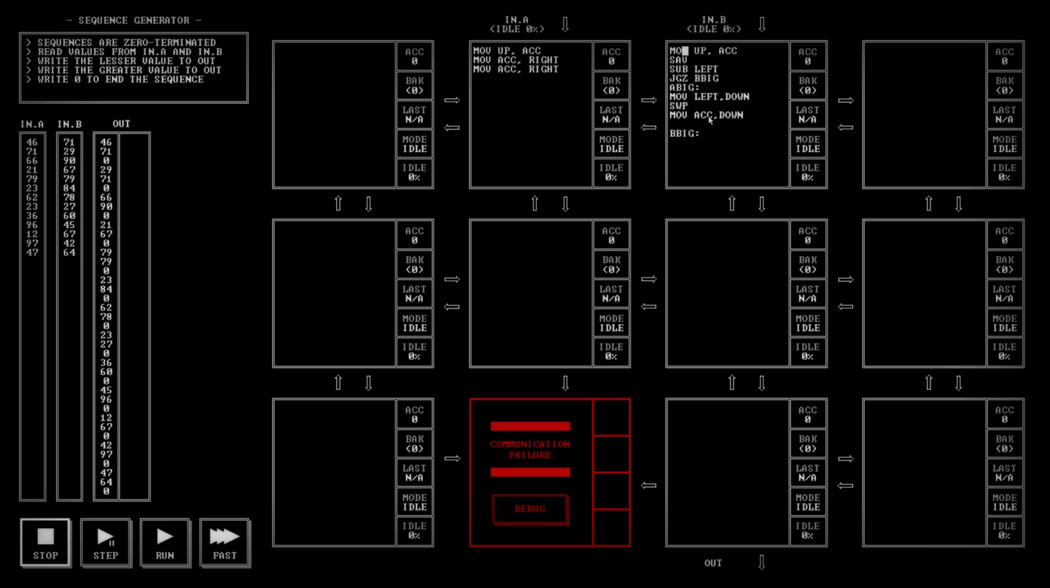So I move up to the accumulator, I save it. I subtract the left. I now know from the answer here that A is bigger. Let me just do that to save the line. So A is bigger. I move left, the second one from the left, down. I move the accumulator down, which I swapped back in. And finally, I'm done. I need to jump to start, don't I? Wow, it's like programming, really. Oh, it's looking tight, isn't it?